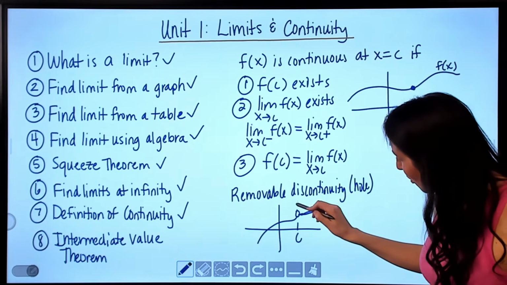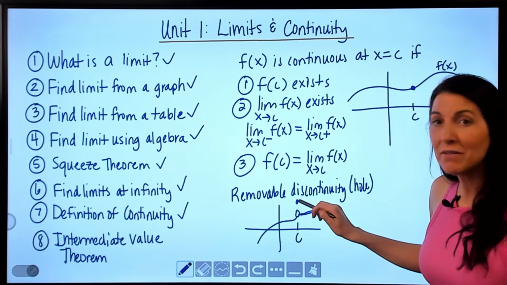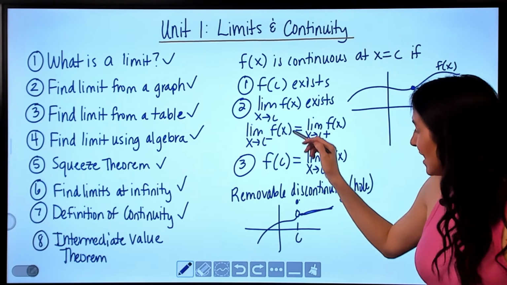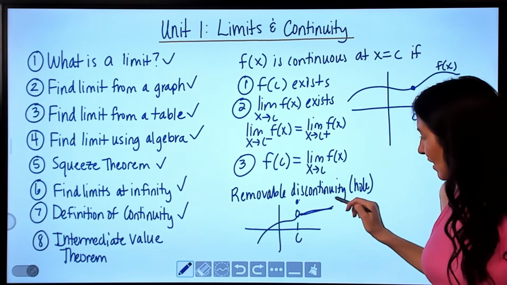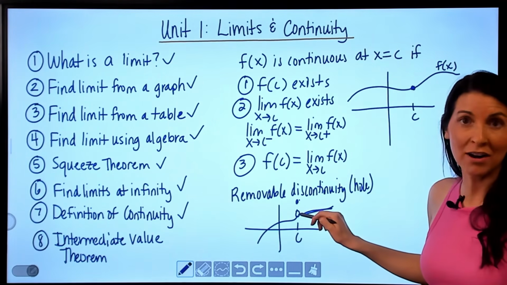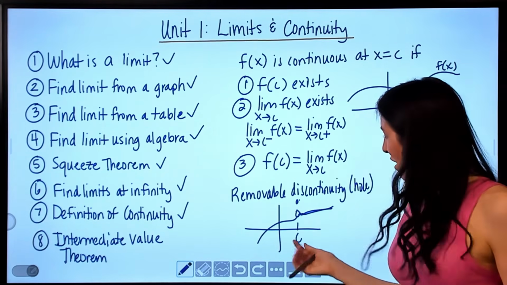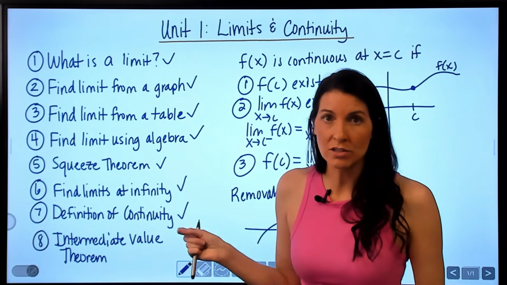But even if I put something like this, let's see what step this fails. Well, f of c does exist. Step 2 does not fail. We can see the limit exists because the limit as x approaches c from the left and the limit as x approaches c from the right are in fact equal. But you can see this one would fail step 3 because those are not equal to each other. So that's a removable discontinuity.